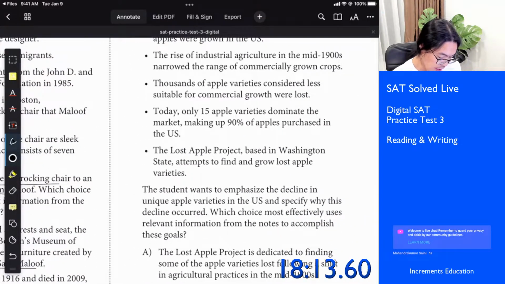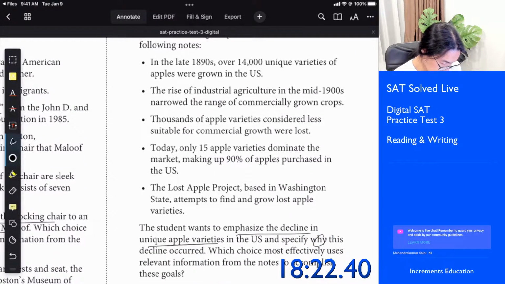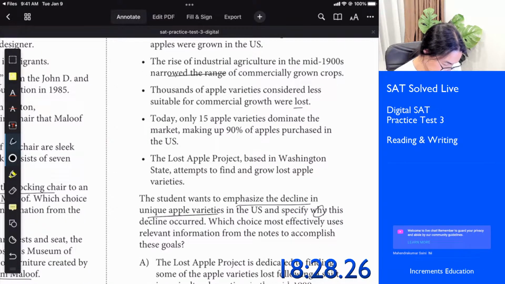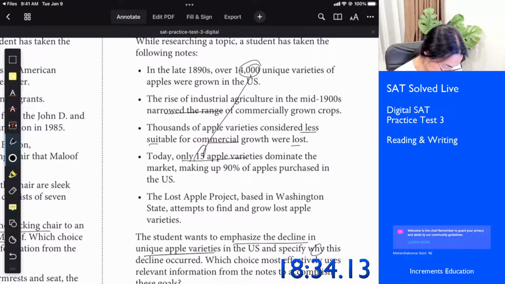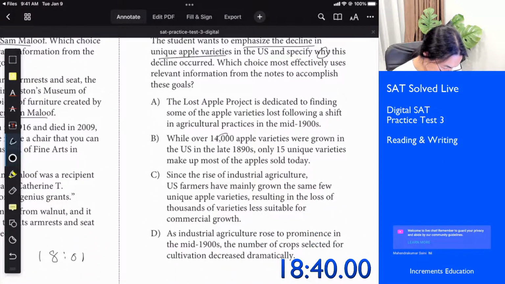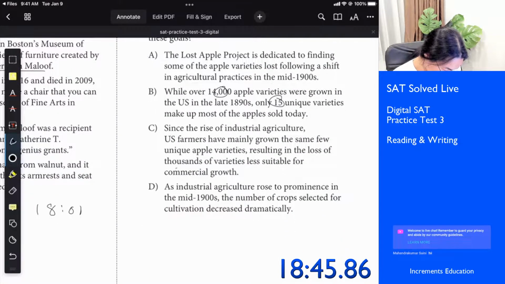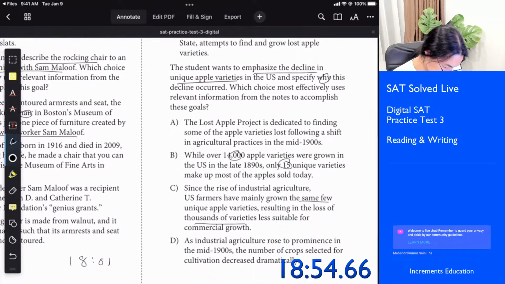so wants to emphasize the decline in unique apple varieties and why. Okay. This is the narrow the range, losing the less suitable for commercial growth. Okay, only 15. So we need to go from 14,000 to 15,000. Okay, so we don't need to talk about the, while there were 14, only have grown mainly the same, resulting loss of 1,000 varieties, the same few, suitable for. And this has the why as well. Okay, yeah.